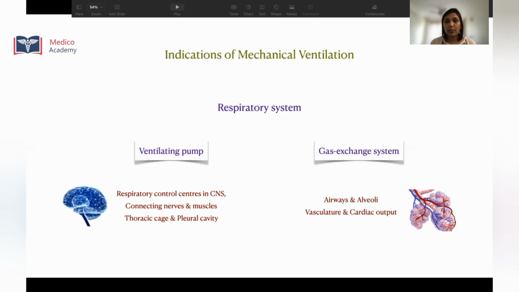And then the next problem is problems with the cardiac output. If you have a forward pump failure, right ventricular failure, or any kind of cardiac failure, there also mechanical ventilation helps by deloading the respiratory muscles. So these are the indications for mechanical ventilation. If you know the components of the respiratory system, then it becomes easy. Always remember, any problem with the ventilating pump, which consists of these particular components, or any problem with the gas exchange system, these particular components, any problem with any of these can result in the patient going for mechanical ventilation.